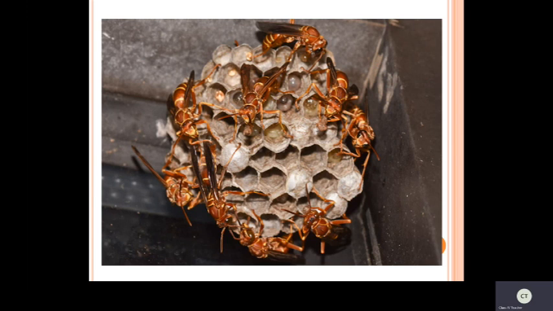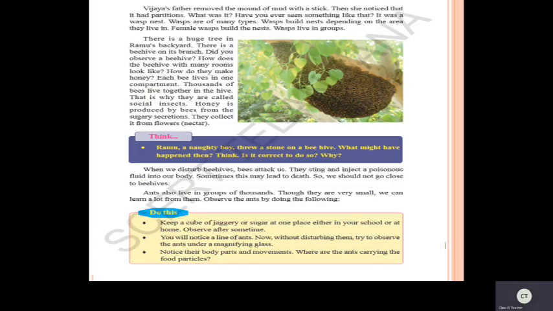Yes. Can you see the partitions here? They are living in groups. And who builds this? The female wasp builds a nest with the help of mud. Now see here, see the figure here. There is a huge tree in Ramu's backyard. There is a beehive on its branch.